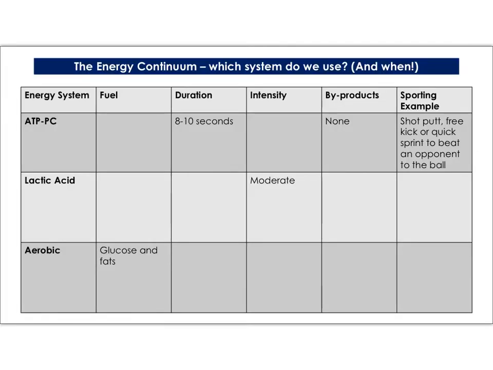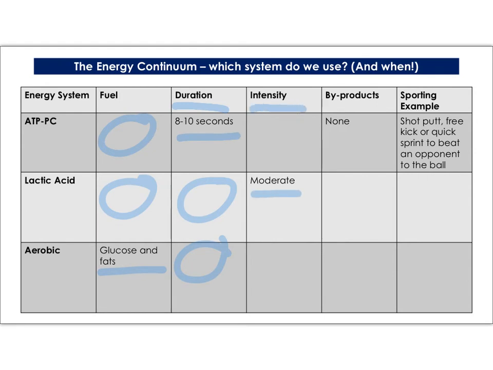So what I'd like you to do is stop the video, please, and use your notes and your textbook to try and fill in these spaces. We're looking at the fuel, and I've left one in as an example. The duration, I've left one in as an example. The intensity, and any byproducts, whether harmful or not, that come as a result of these two energy systems. And a sporting example, please, of when you would use both of these.